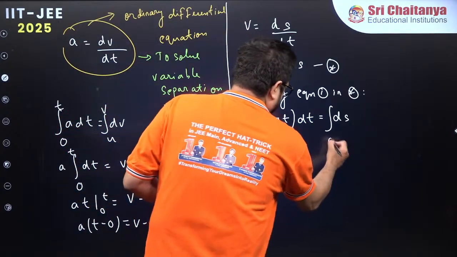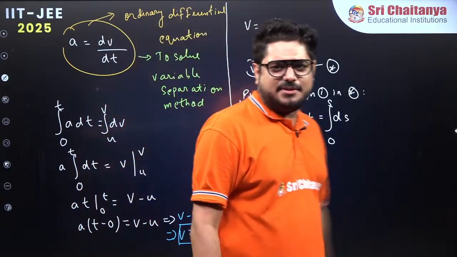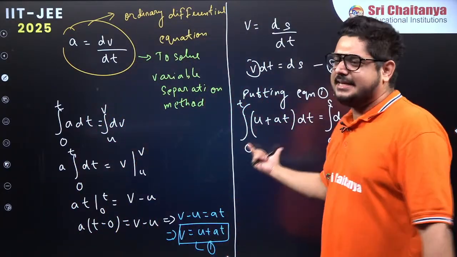So now what needs to be done? Now you write down the limits 0 to, let's say, s. Can you solve this integration? What will I be getting? Can you solve the integration on the left?